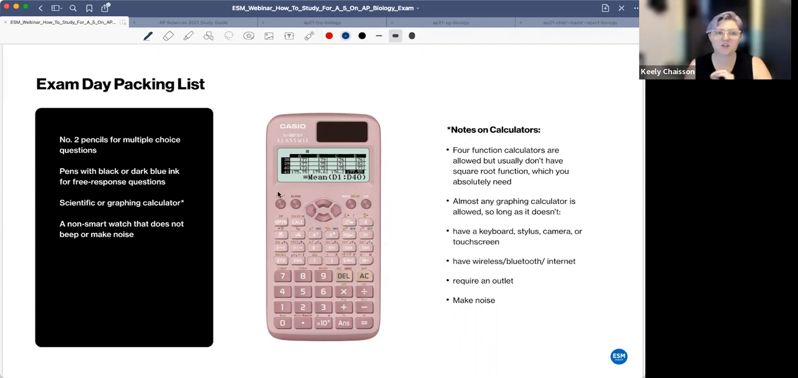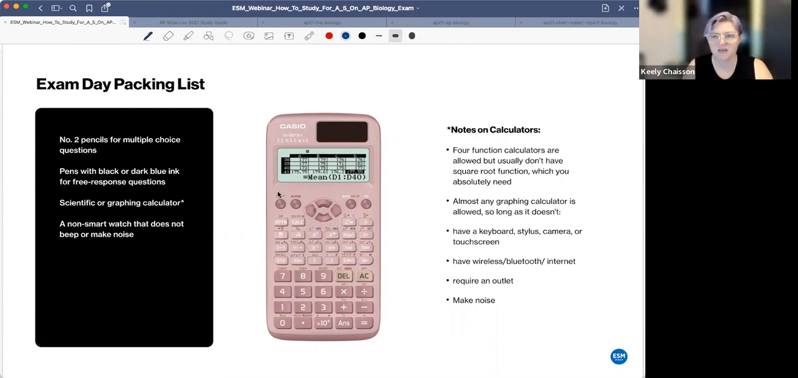A non-smartwatch that does not beep or make noise. Those are hard to come by these days, but they are required to have a clock in the room for these tests. It's not always easily visible, so you're going to want to watch if at all possible.